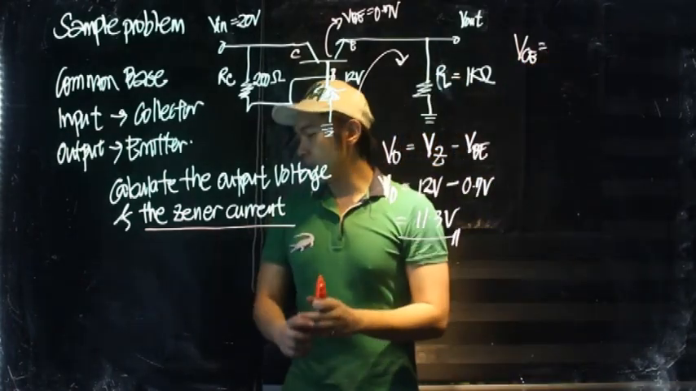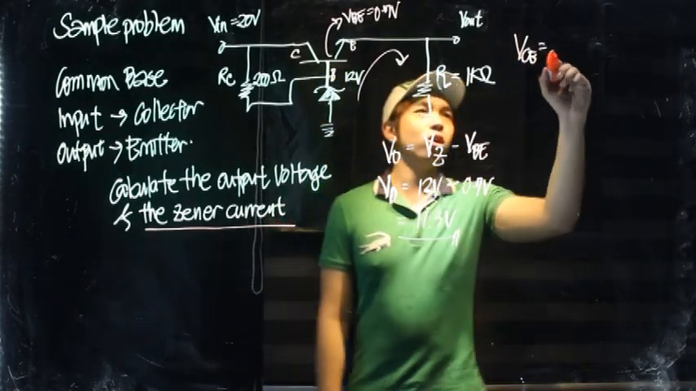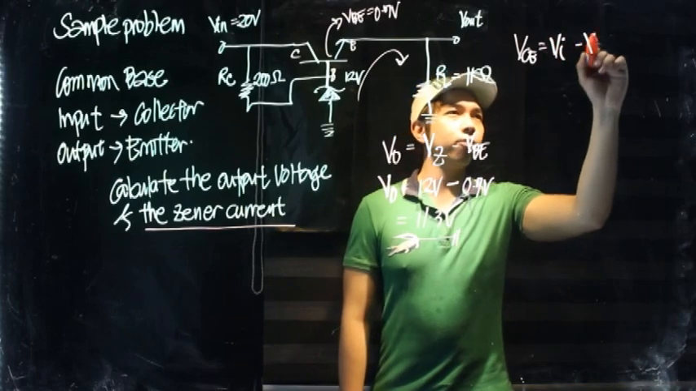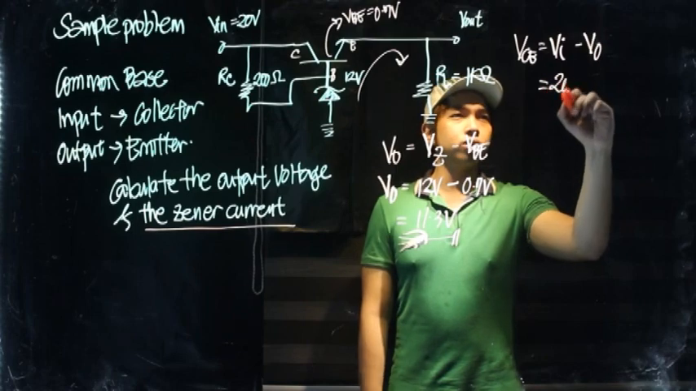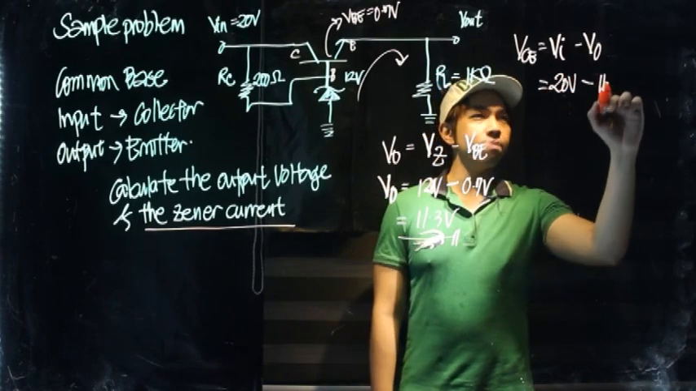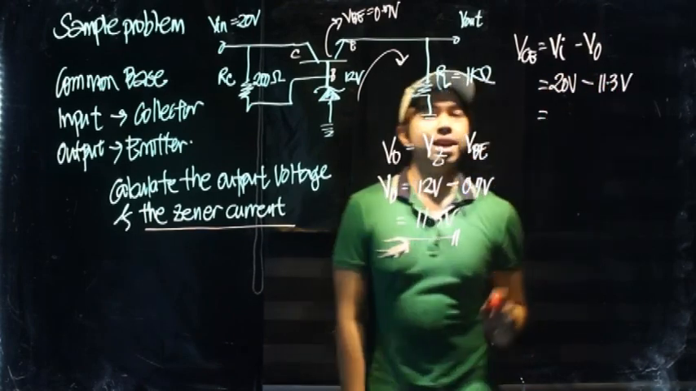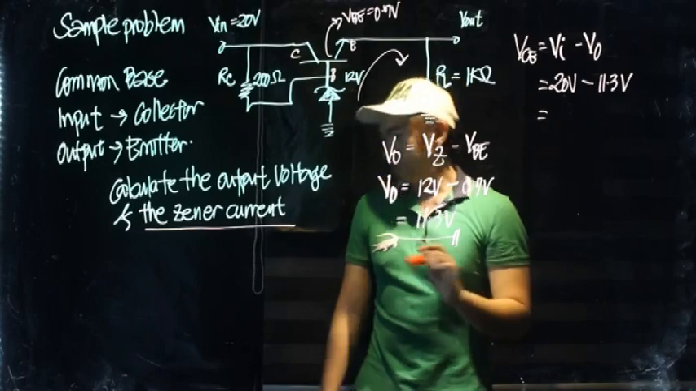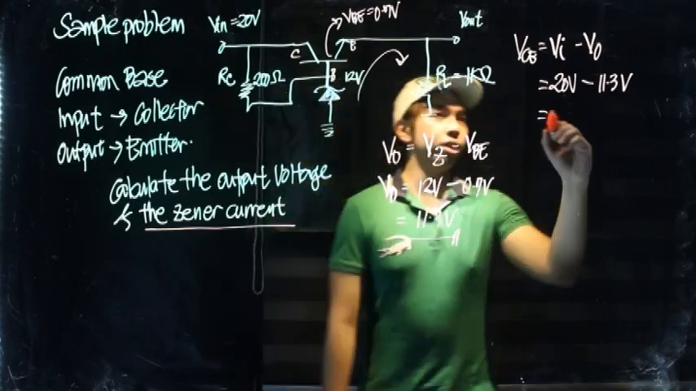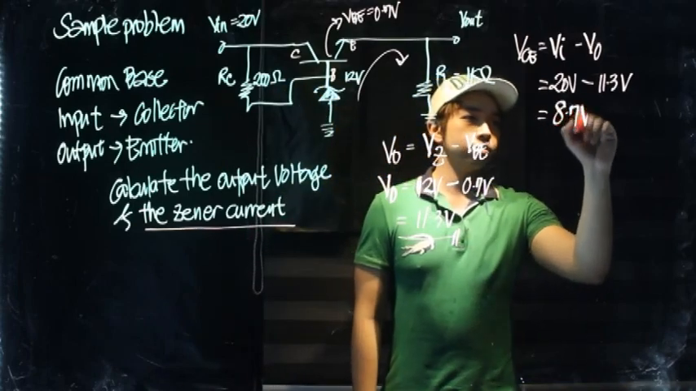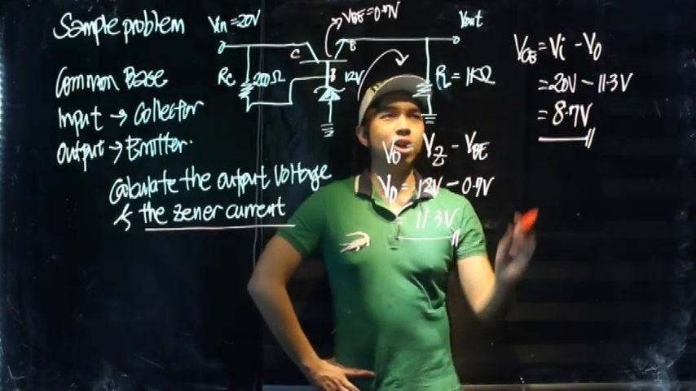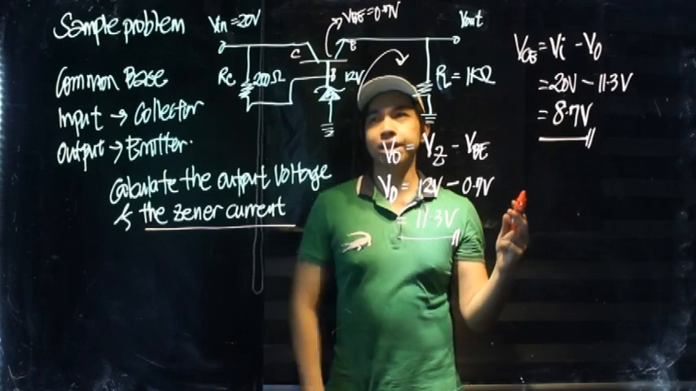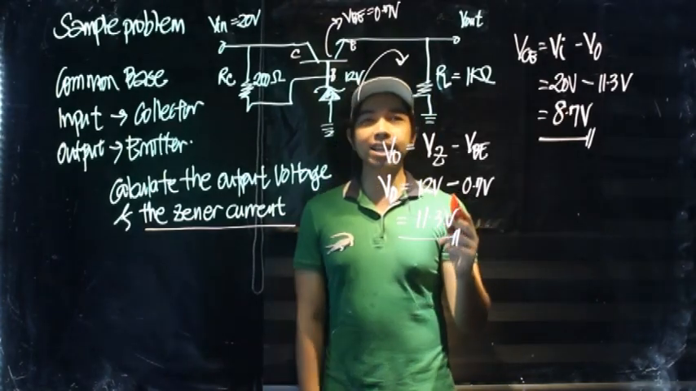To solve for VCE, that is simply the voltage input minus the voltage output. That would give us 20 volts minus 11.3 volts. Subtracting, that will give us 8.7 volts. So that would be the voltage across the collector and the emitter. Now, we need to find the currents.